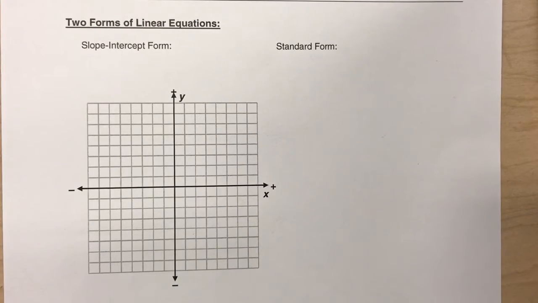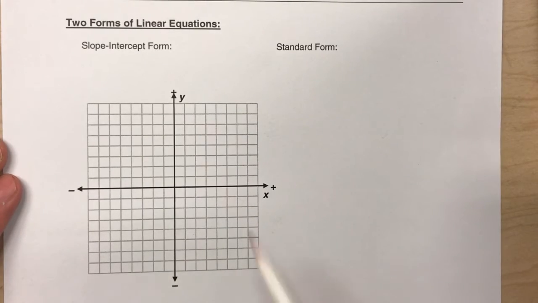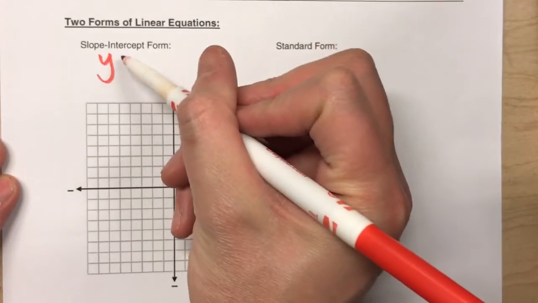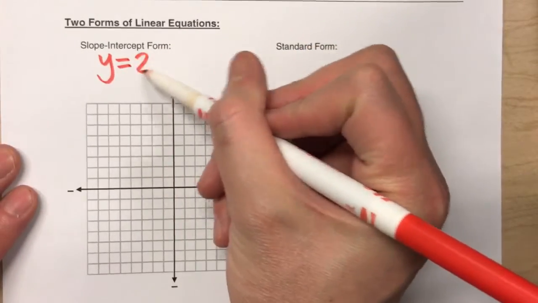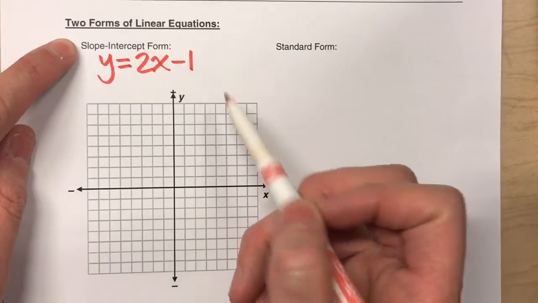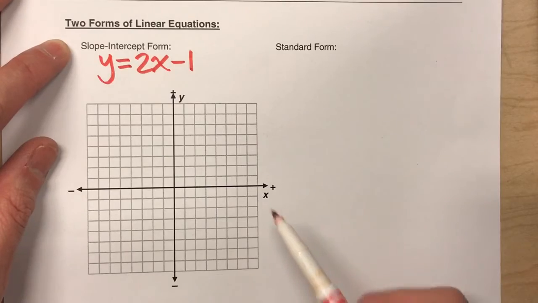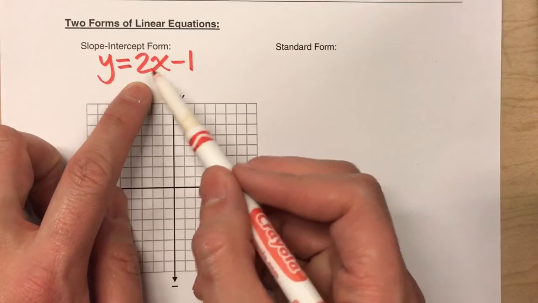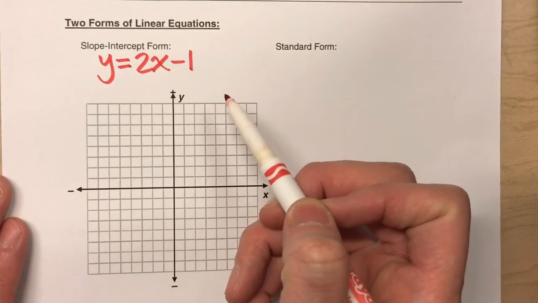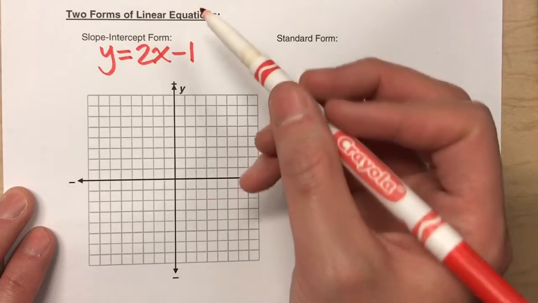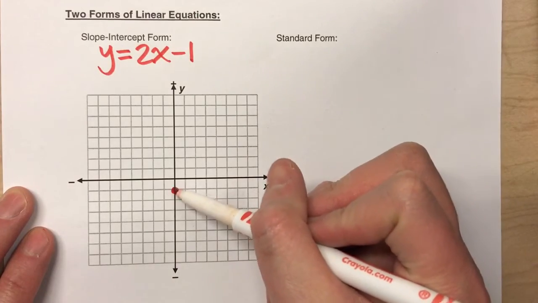Today we talked about linear equations again, and up till now we've been writing our equations for linear relationships in what we call slope-intercept form. It's called slope-intercept form because this form tells you what the slope is, in this case 2, and tells you what the y-intercept is, in this case -1. So graphing equations in slope-intercept form is easy.